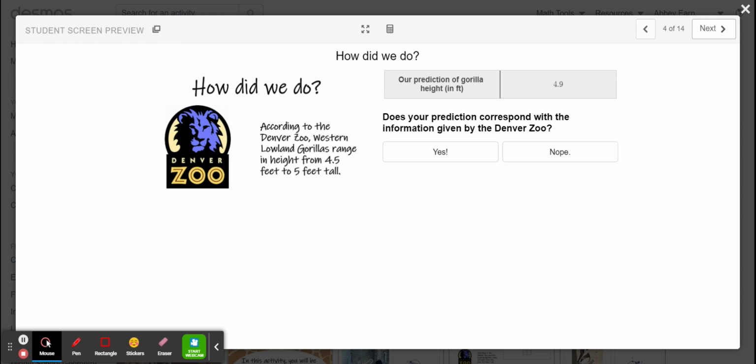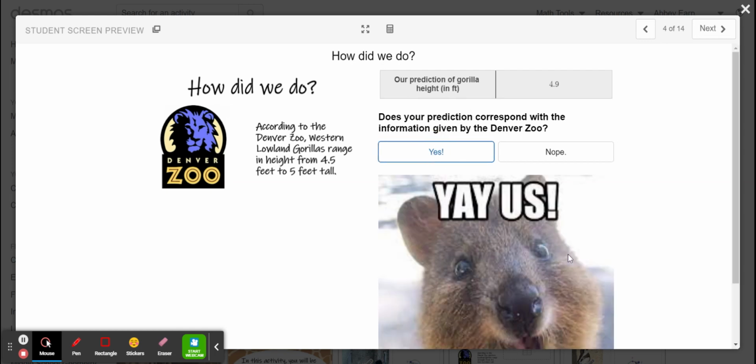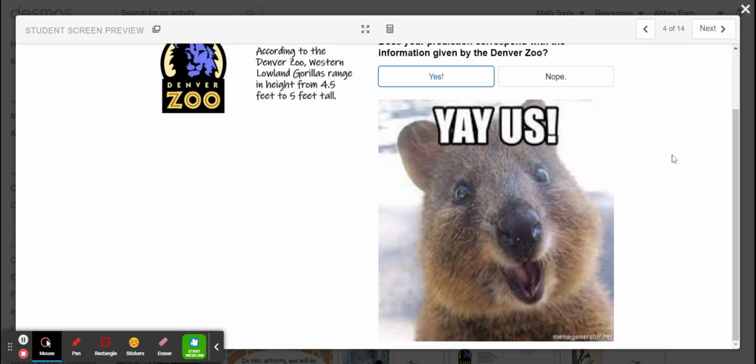So how did we do? According to the Denver Zoo, western lowland gorillas range in height from 4.5 to 5 feet tall. We predicted that our gorilla's height was 4.9 feet. So does your prediction correspond with the information given by the Denver Zoo? Yes, it did. Yay, us! Woohoo!